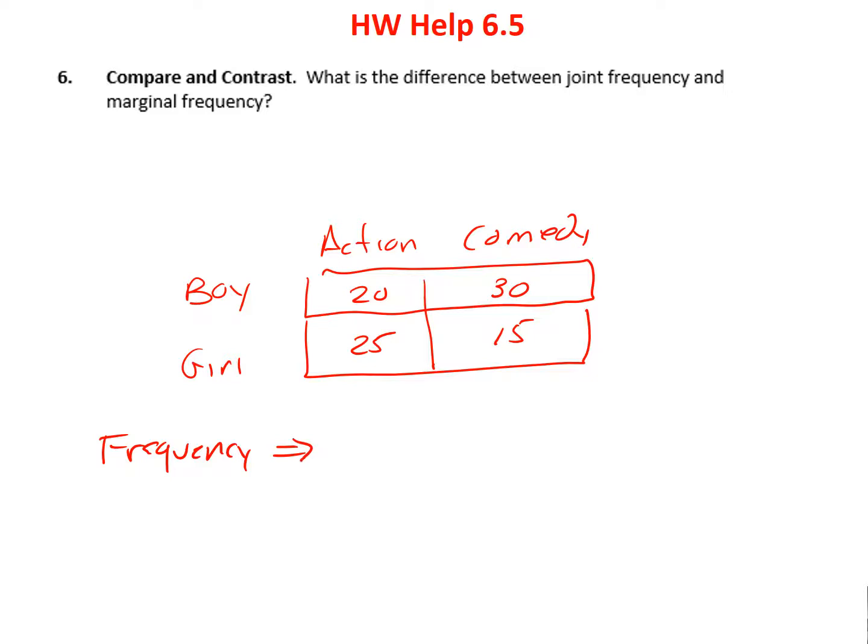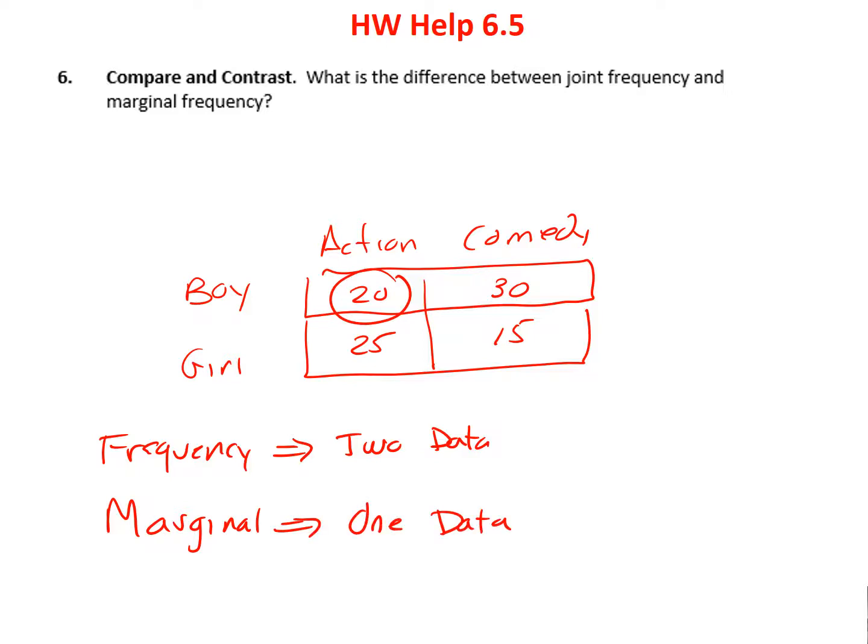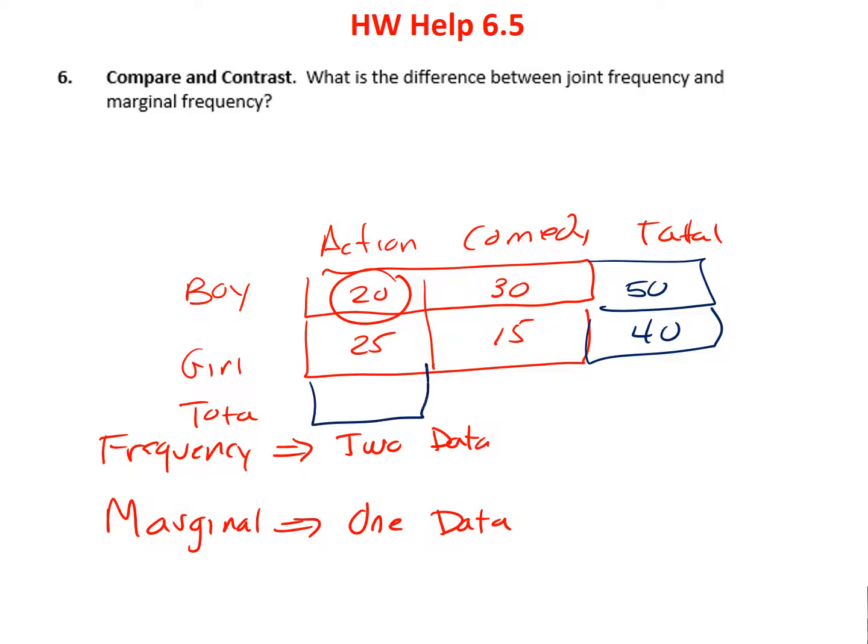How many frequency gives me 2 points of data. So how many boys like action? 20, all right? Marginal, however, only relates to one piece of data, but it's giving you a total. So like if I put a total in here and a total here, now you see the total boys is 50, the total girls is 40, the total people who like action is 45, and the total who like comedy is 45.